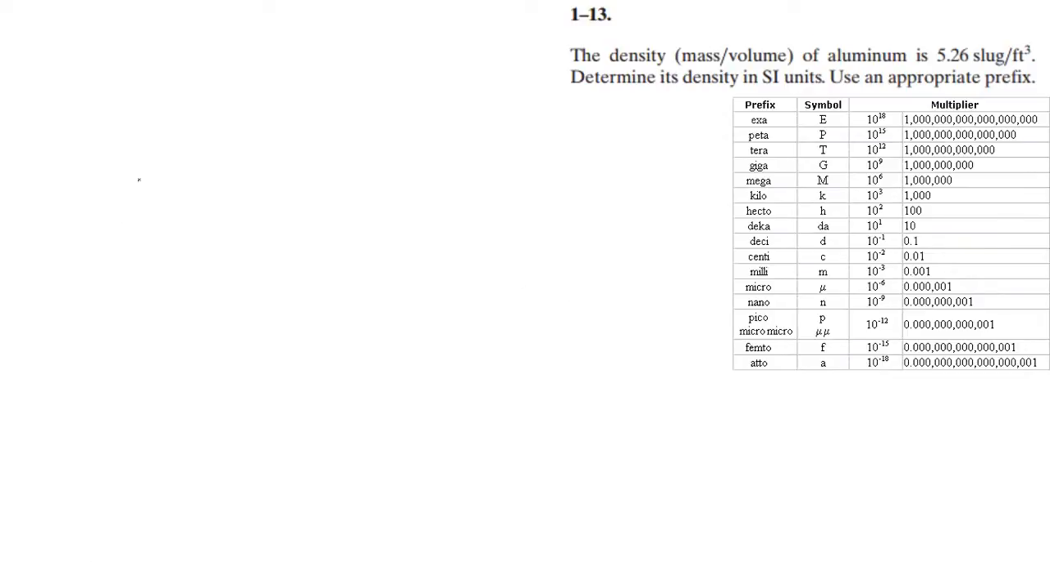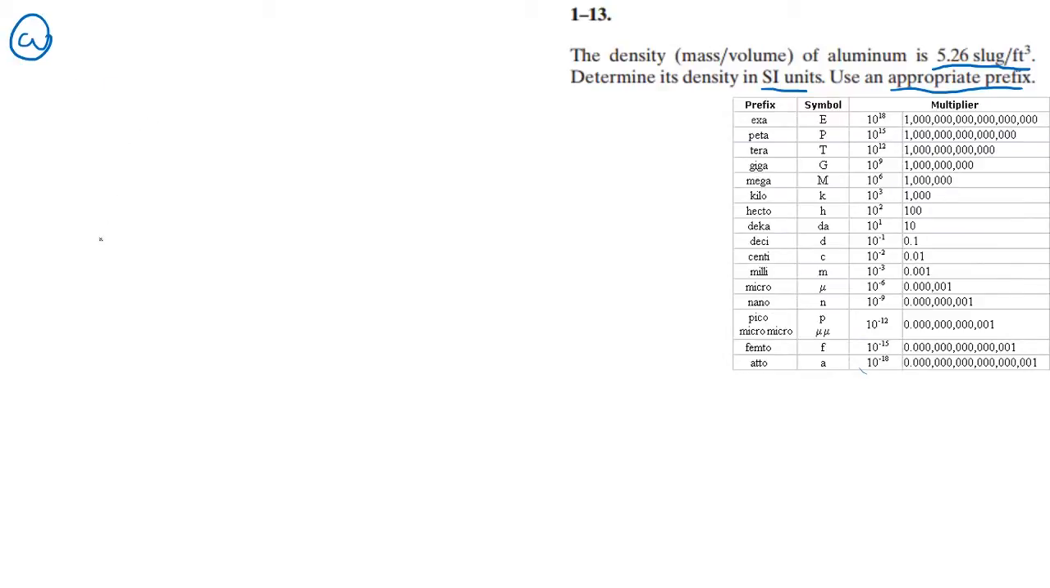So moving on, 1-13. The density, mass over volume, of aluminum is 5.26 slugs over feet cubed. Determine its density in SI units. Use an appropriate prefix. Keywords here, obviously, we want to take note of this. SI units and the appropriate prefix, those are all pretty important.